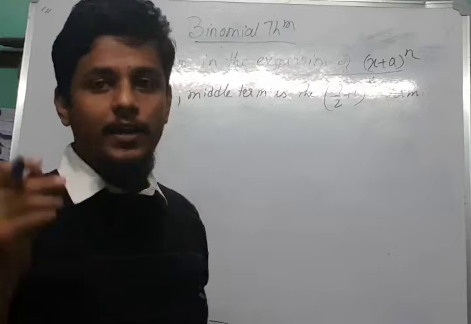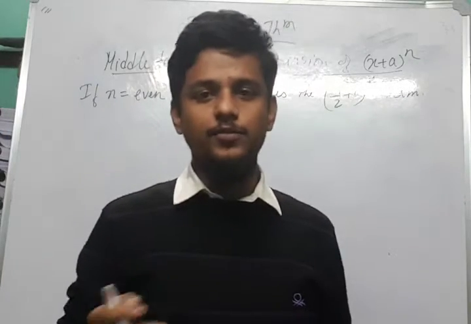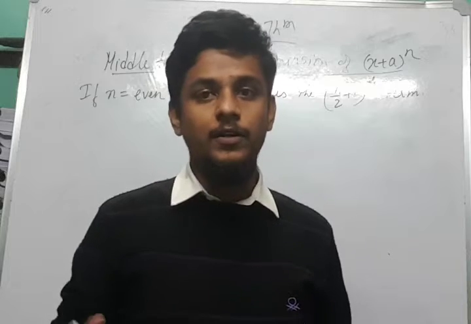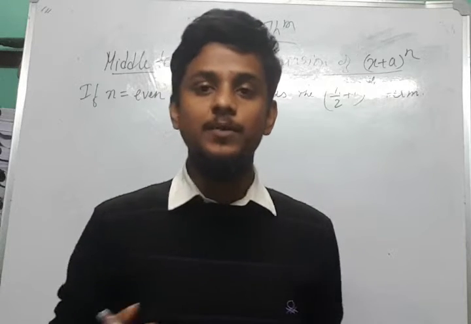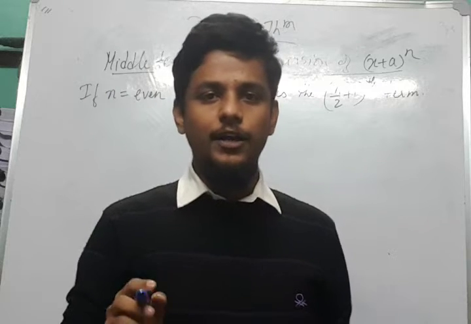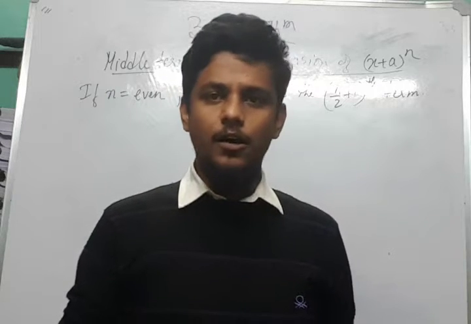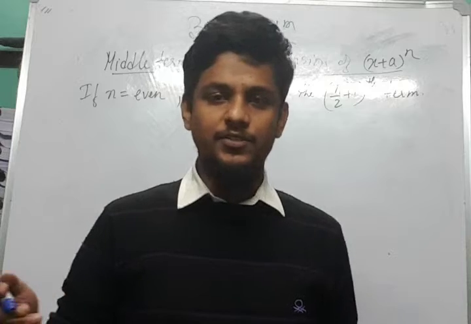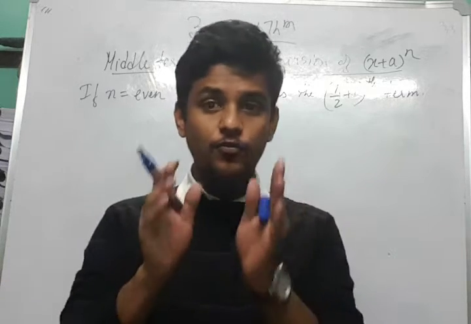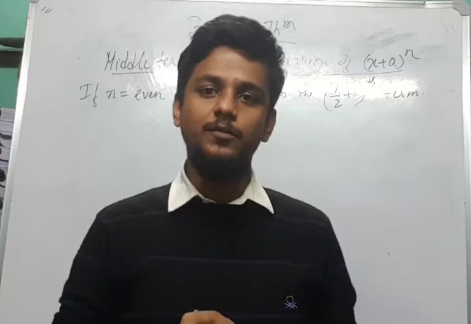Now what happens if n is an odd number? Suppose n is equal to 3, then what is happening? Suppose you take the expansion of (1 + x)^3, then you have 1 + x^3 + 3x^2 + 3x. So there are 4 terms in total, and you have 2 middle terms. The second term and the third term are the middle terms.